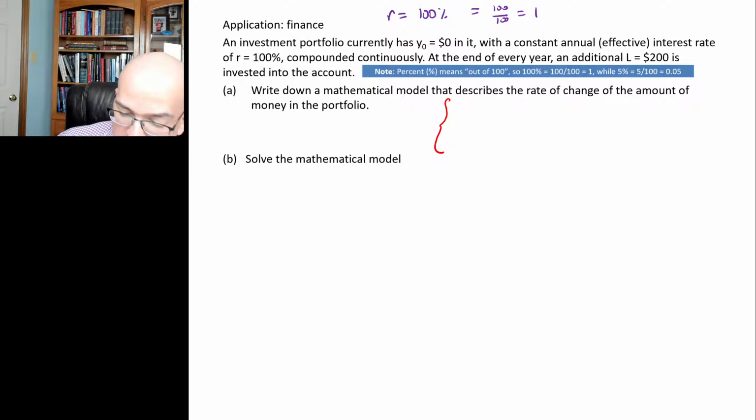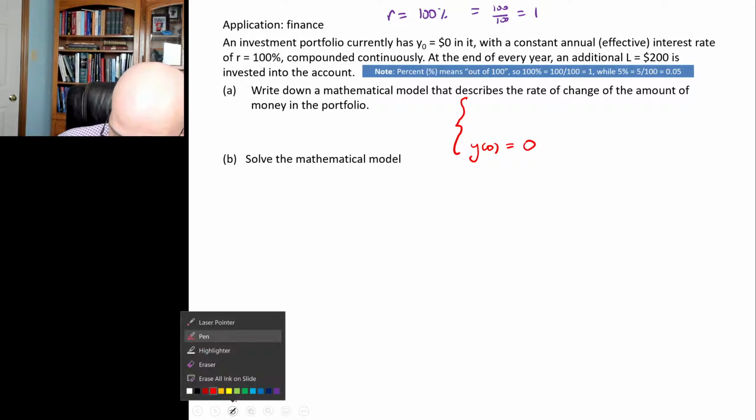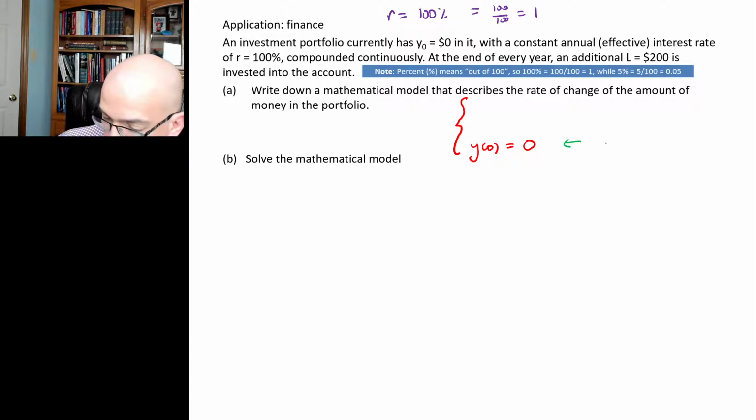It'll have the initial condition, which is usually easy. That's how much money do we start with. So y of 0 is equal to 0. That's our starting money. That was given to us in the question.